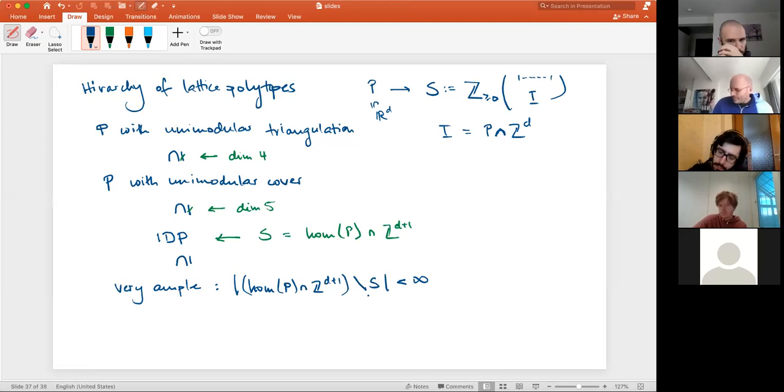So IDP means that this difference is 0. So that's a subset. But you can come up with counterexamples for the other inclusion in dimension 3. So this is actually not super hard, not as hard as the other counterexamples.